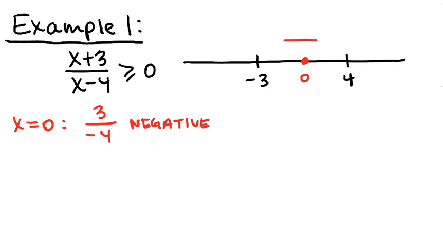Okay. At x equals, let's say, 10, we've got 10 plus 3 is 13 over 6, and that's going to be positive. And we see that for any x bigger than 4, we're going to have positive over positive, right? Because a number larger than 4, and we subtract 4 from it, it's still going to be positive.